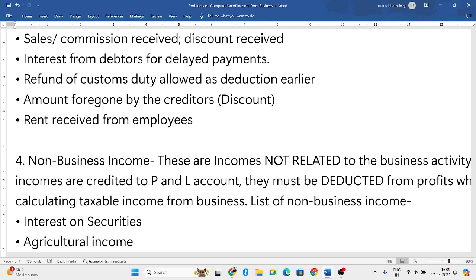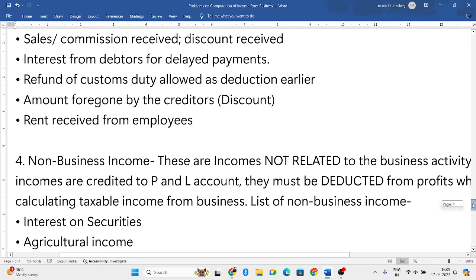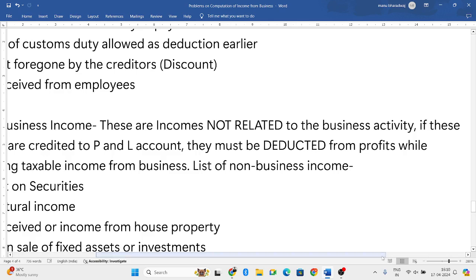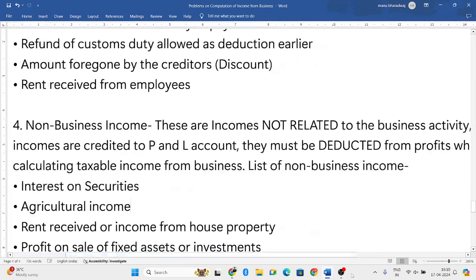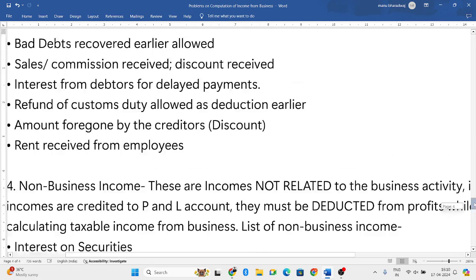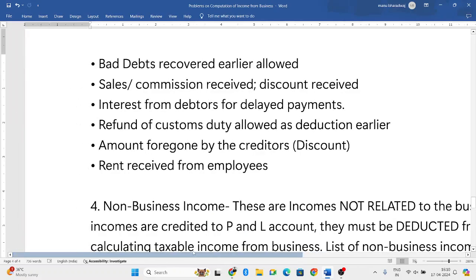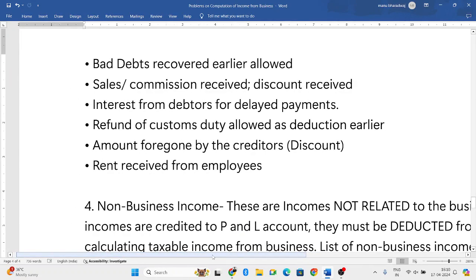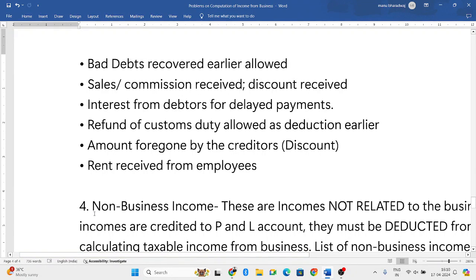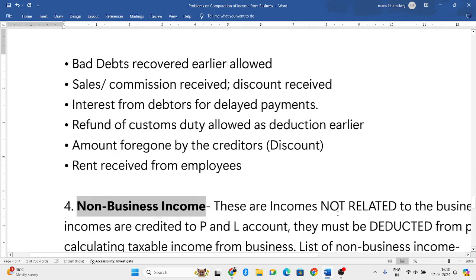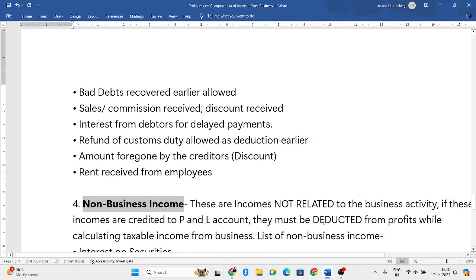Rent received from employees means you would have given your business property on rent to employees, like employee quarters, where they don't pay you full rent, but some amount they will pay you as the rent. So we give it to them at a nominal amount. Any such rent, if received, is considered as business income. Next, you have something called non-business income, which is not related to the main activity of the business.